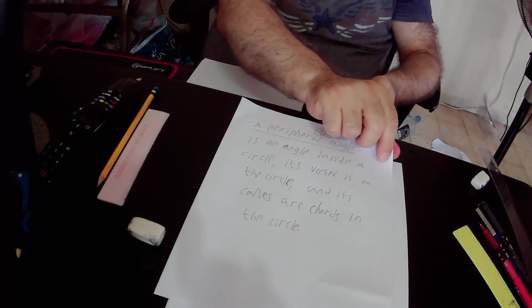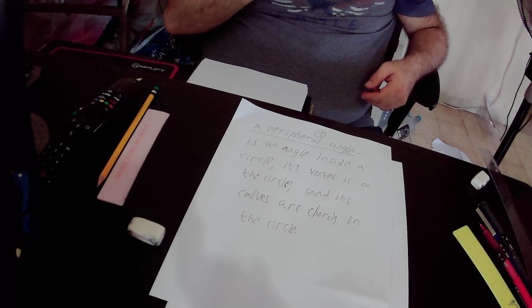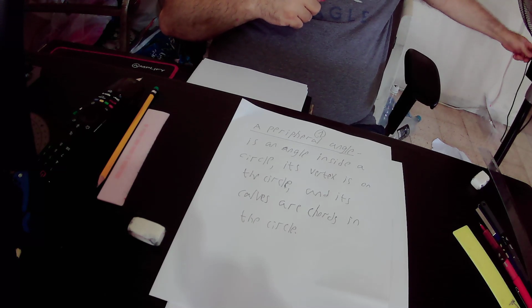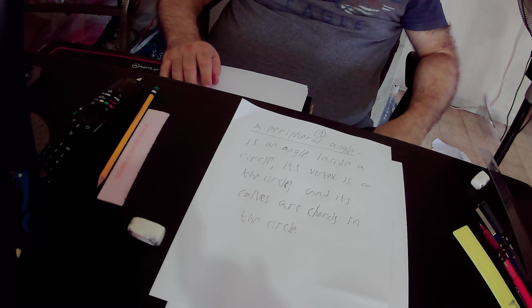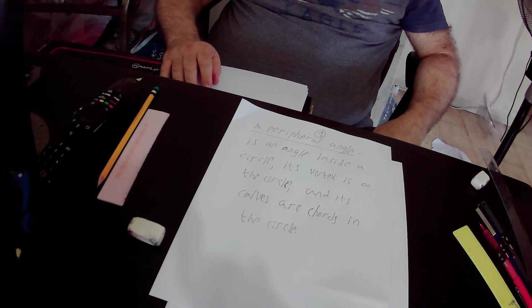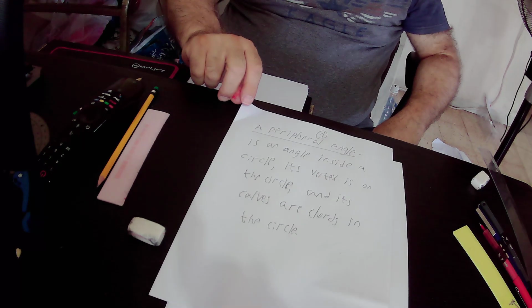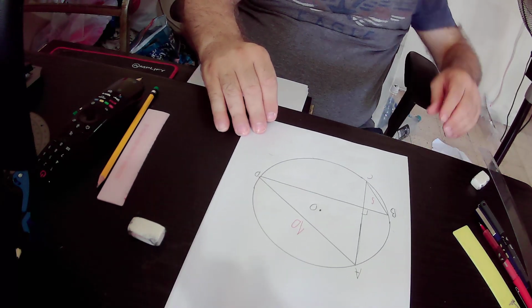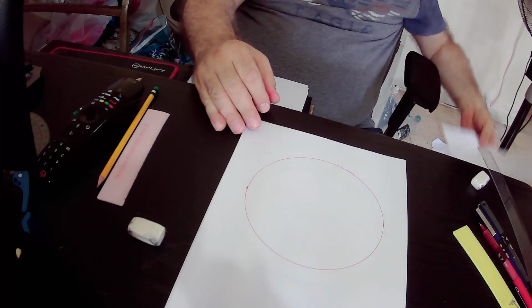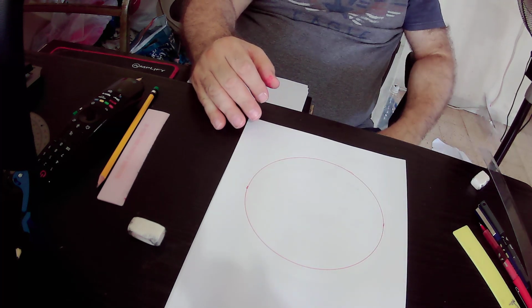So I will read the definition of a peripheral angle again. A peripheral angle is an angle inside a circle. Its vertex is on the circle, and its arms are chords or strings in the circle. I will give you an example of a peripheral angle in order to clarify the term.